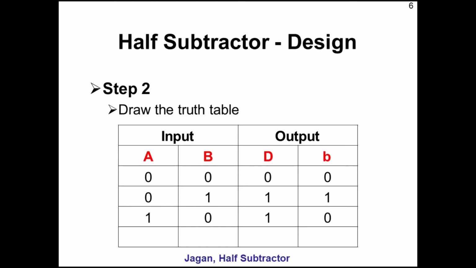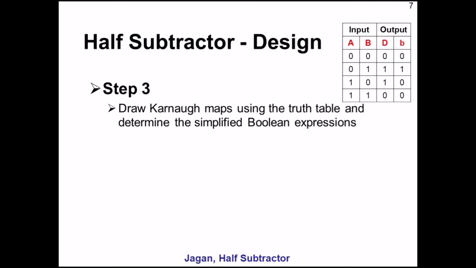If you have 0 minus 1, you have the borrow 1 and difference 1. And if you have 1 minus 0, you have the difference 1 but the borrow is 0. If I have both 1, A minus B, the result is difference is 0 and borrow is also 0, right? And move to step 3. With the help of the truth table, we are going to draw the Karnaugh map for the difference and the borrow.